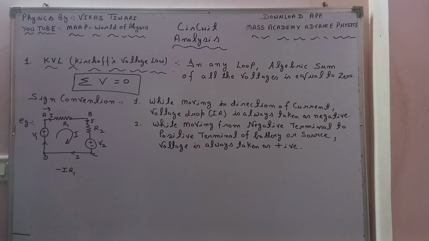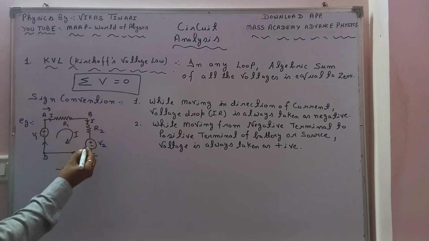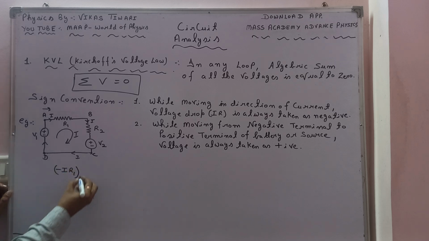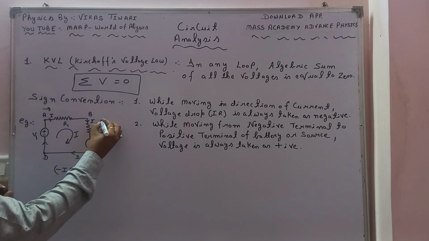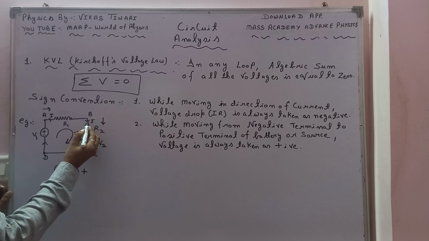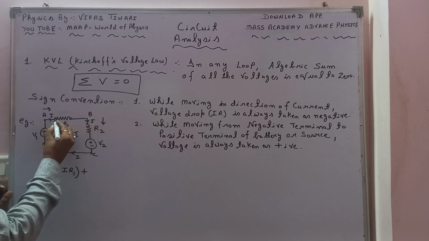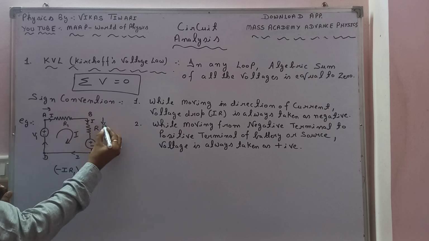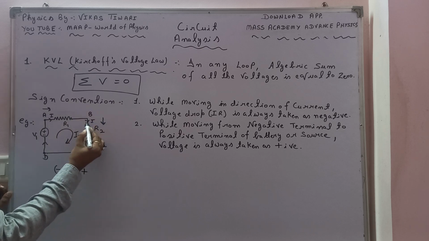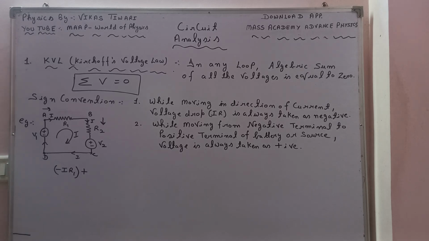So I will put it here, minus IR1, okay. And if I move further, the sum of all the voltages is minus IR1, then plus, okay, I will reach over here. So again, the direction of current and the direction of my journey: I start from here, then I reach here. So the direction of myself and the direction of current is again the same.